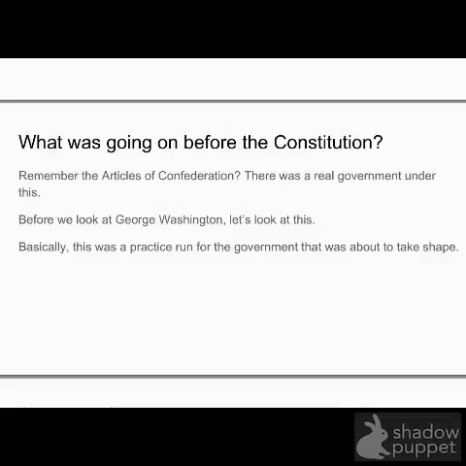Alright, so we looked at the time before the Constitution. We had the Articles of Confederation, and we looked at the government that was behind the Articles of Confederation. And before we look at George Washington, I think it's important that we look at the Articles of Confederation and what they accomplished. Basically, the Articles of Confederation was a practice run for the government that was about to take shape. So the new government formed under the Constitution used the Articles of Confederation, what they accomplished, to help them do a better job with their government.